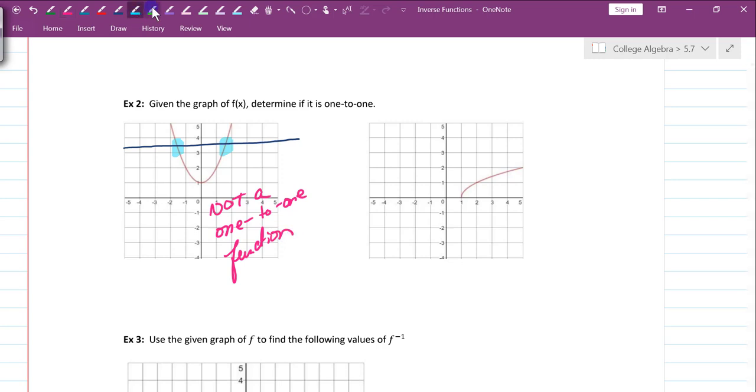Let's look at the next one over here. I can draw a lot of horizontal lines and they're all going to only intersect one time. So yes, this is a one-to-one function.